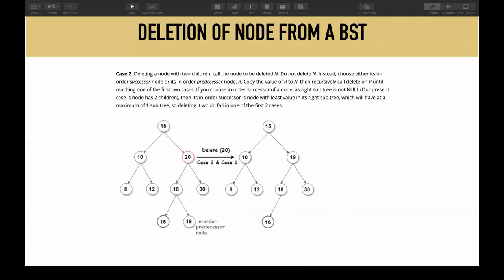Now comes, not the most complicated, but among these three types of deletions, probably the most complicated one, in which a node has two children. In this case, let us think for a while. If I want to delete 20, I need to replace 20 with some other value, because I simply cannot remove 20 as it has two children. I cannot make 15 point to 18 and then 15 point to 30, because 15 cannot have three children, right? So I have to do something.